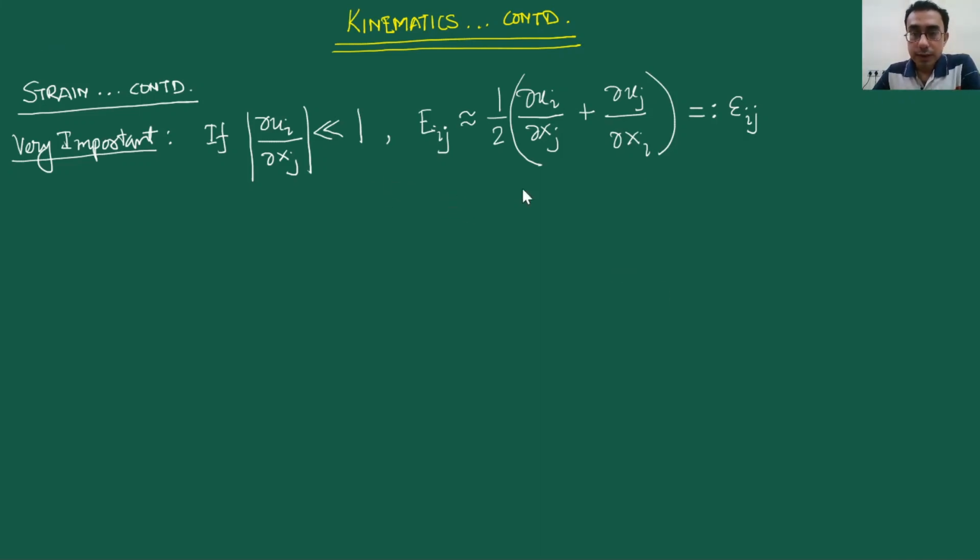you note that this has a very special name. Earlier we had seen that the Eij, capital Eij, is referred to as the finite strain tensor. Now with this new definition, the epsilon ij, equivalent to this, is the infinitesimal strain tensor.